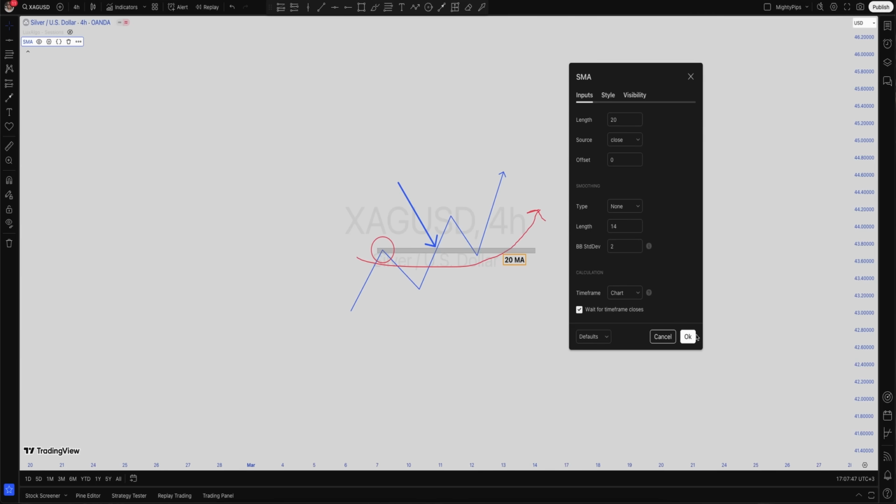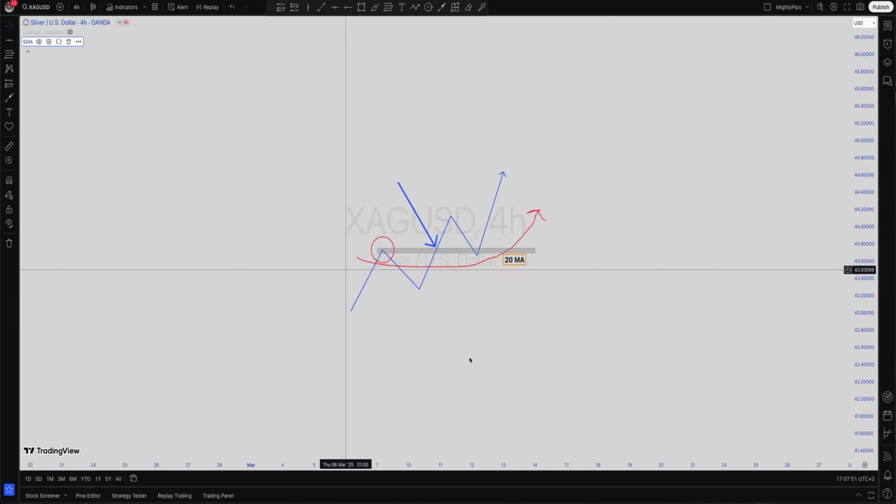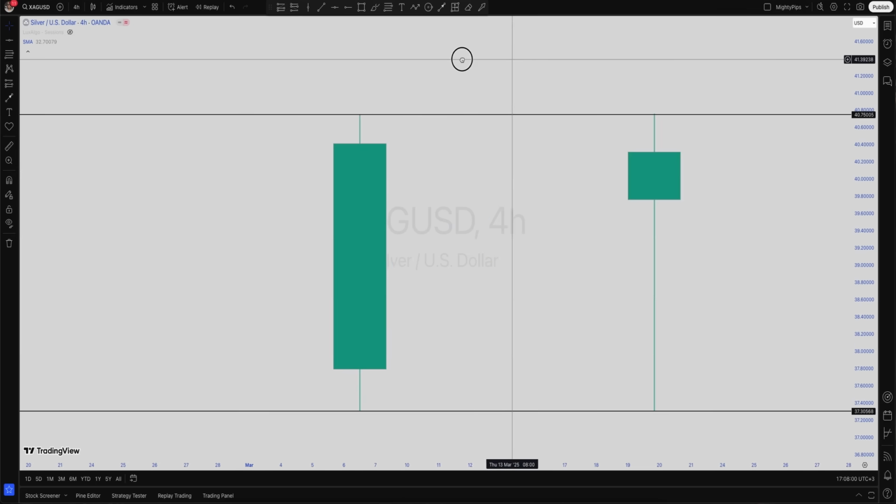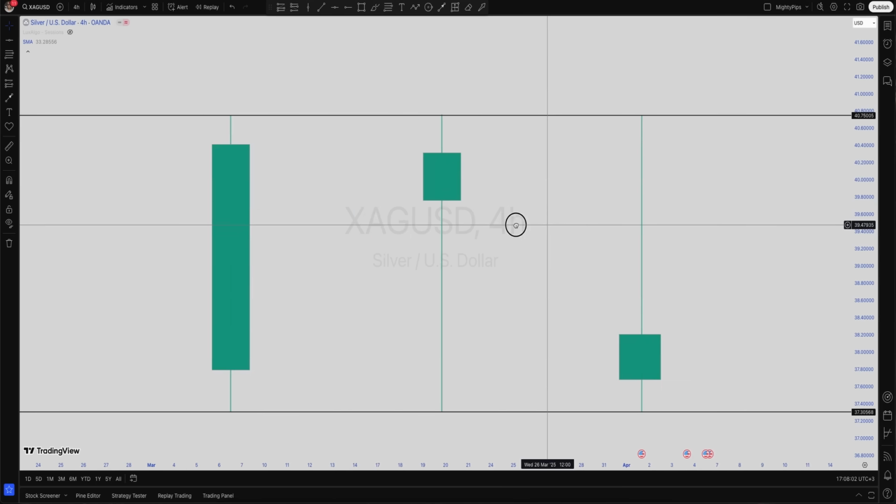Just make this 20. After you've looked at this setup and you've seen this setup on your chart, what I want you to do now is you start to look for only green candles. Now I've drawn an illustration here of some of the most common green candles.